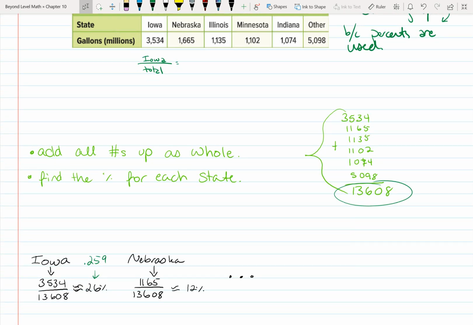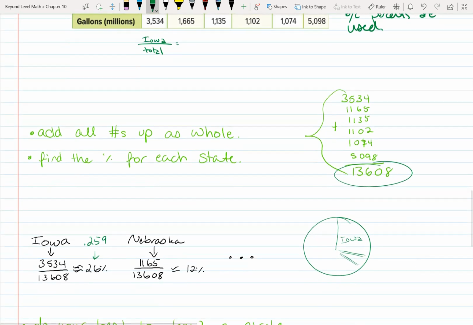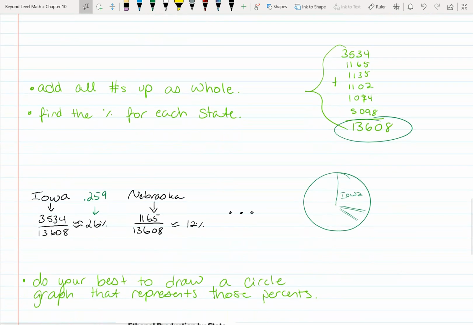Then constructing it is pretty difficult. Well, for me, because I'm a terrible drawer. But you'll see in your homework, my drawing, 26%. So if you think a quarter of this is about that, 26 would be just a little bit more than that. So this would be Iowa. And then you can go from there. So 12% is probably itty bitty. And then do the other percents from there. It does absolutely not have to be perfect. You'll see mine. So you're doing your best to draw a graph that represents those percents.